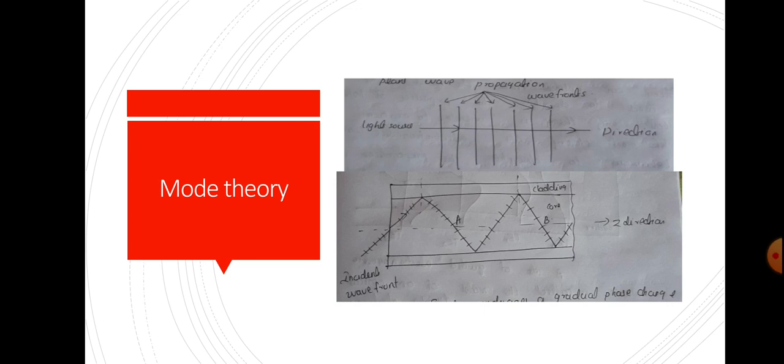In the figure, the propagation of light is shown from left to right, and the wavefront is also shown. The plane wave or wavefronts propagate along the fiber similar to the light rays, and its propagation is also shown in the last figure.